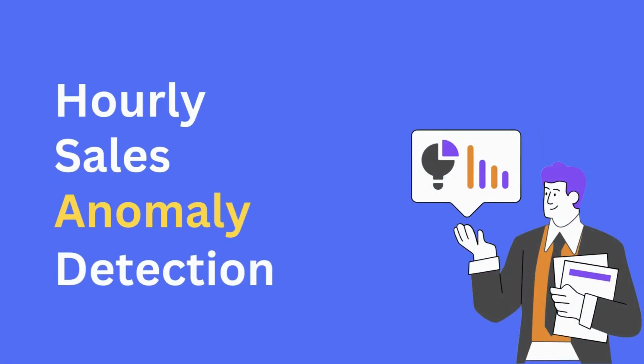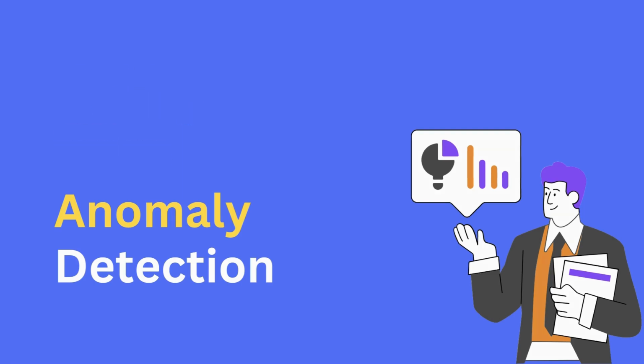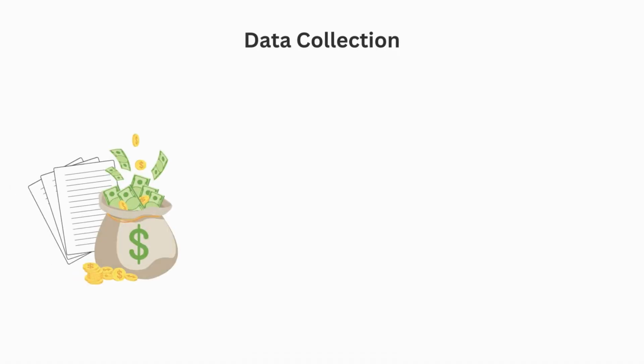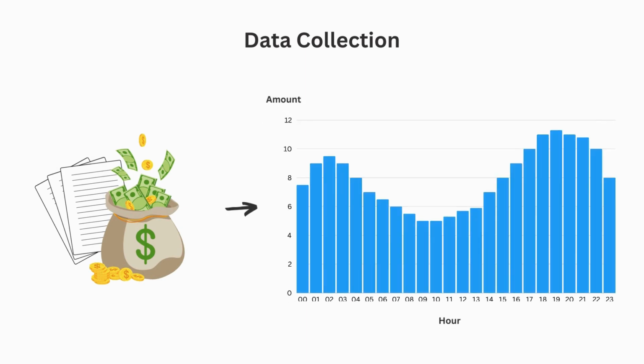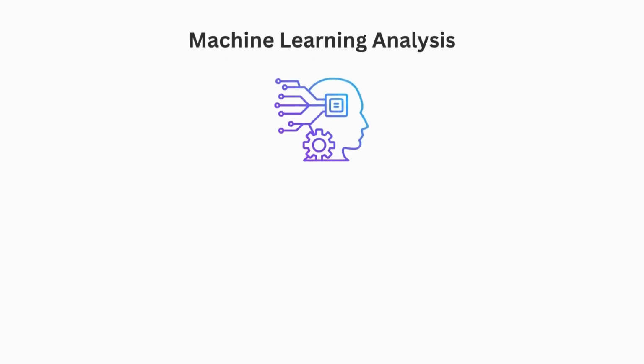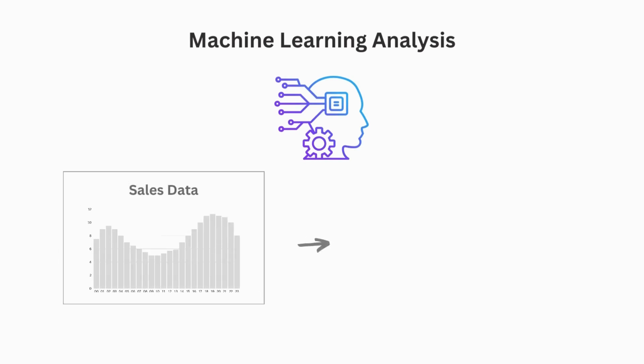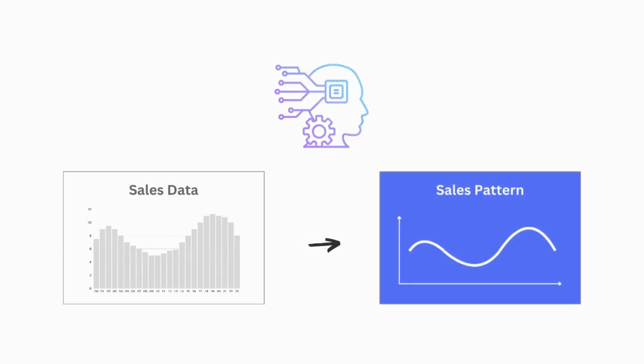Hourly sales anomaly detection identifies unusual hourly sales spikes by comparing them to your historical sales data. Here's how it works. First, Fraud Labs Pro gathers your historical sales data and organizes it into 24-hour segments. Fraud Labs Pro uses machine learning to analyze collected sales data and establish sales patterns for anomaly detection.